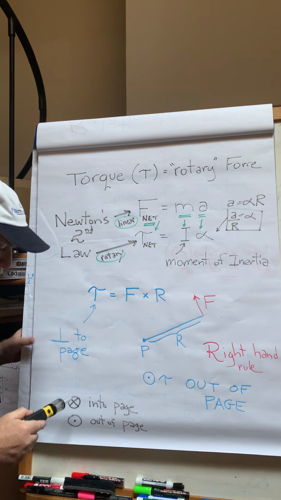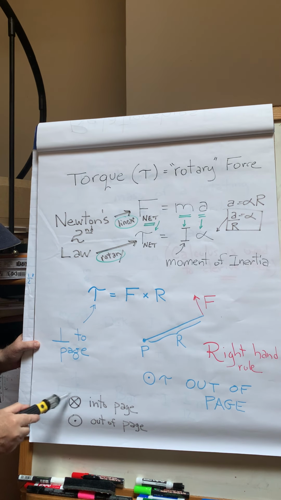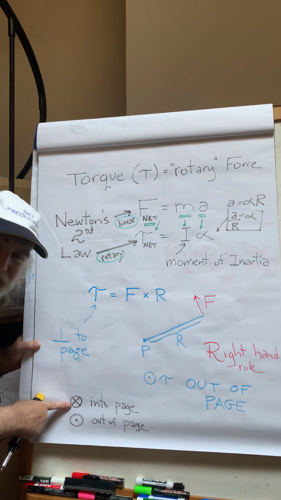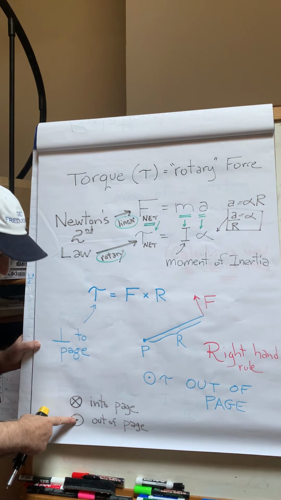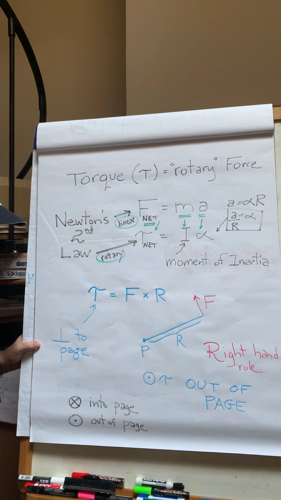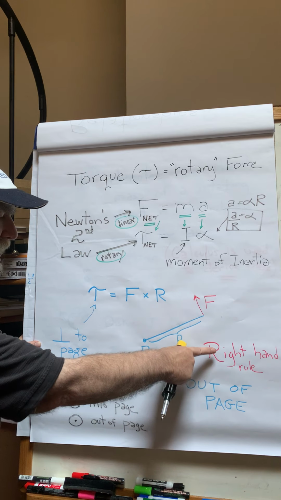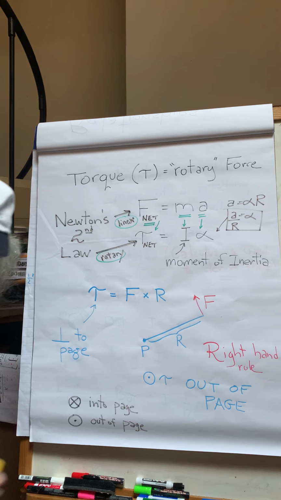So this symbol here, the X with the circle around it, means into the page. It's supposed to represent the tail arrows of a feather. And the tip of the arrow means out of the page. So in this particular case, the torque is out of the page. It's the force times the radius.